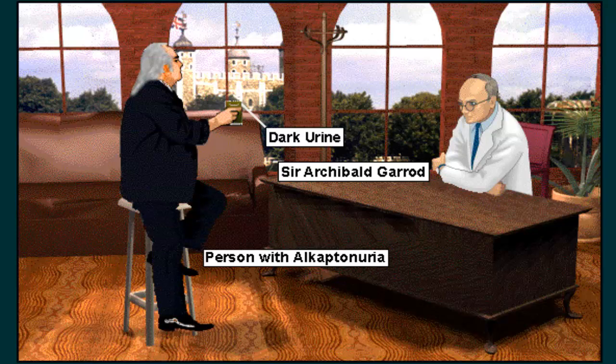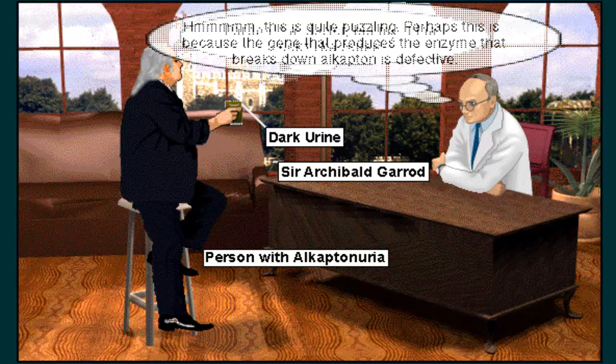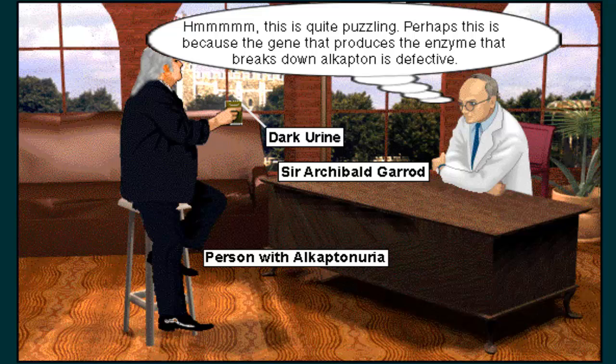Victims of this disease excrete urine containing the chemical alkapton, which causes the urine to appear black. Garrod hypothesized that alkapton builds up when the enzyme needed to break it down is not present. He claimed that the absence of this enzyme is the result of a defective gene. Garrod published his ideas in 1909, but they were ignored for several decades.